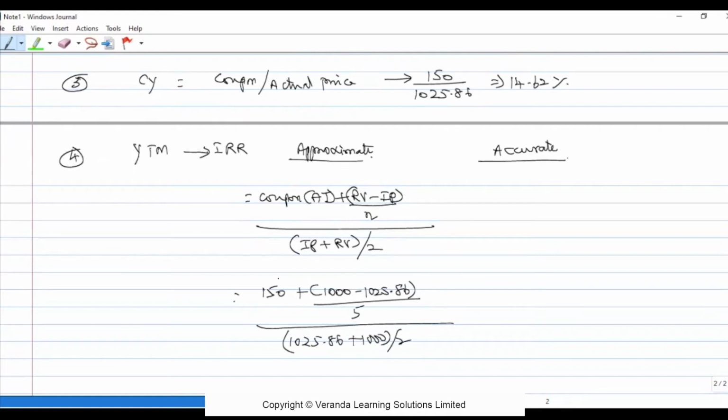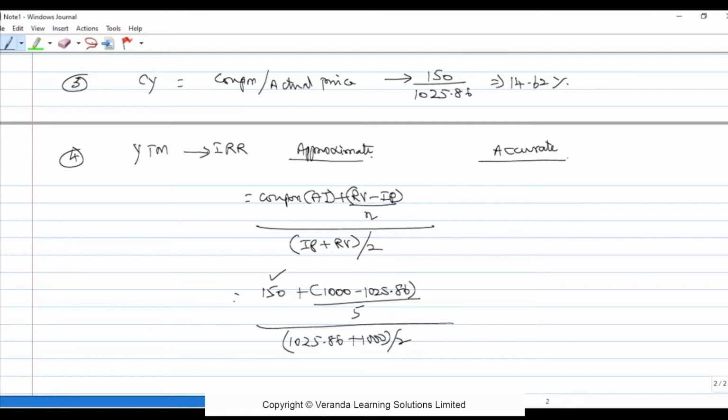The logic is a very simple logic. This 150 is going to be on a per annum basis every year, and 1000 minus 1025.86, this difference is nothing but amortization. What do you mean by amortization? There is always a chance that redemption might be greater than the issue price. The extra sum that they have to pay has to be spread across the term. In this problem, this amortization is negative. Never mind whether it is positive or negative.